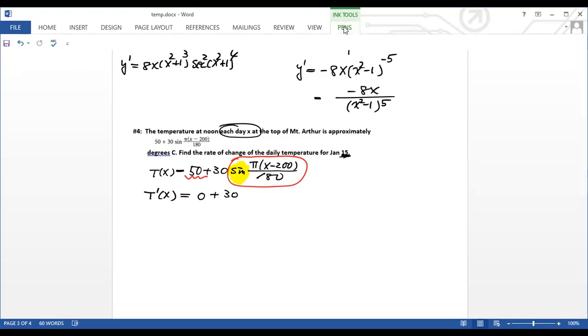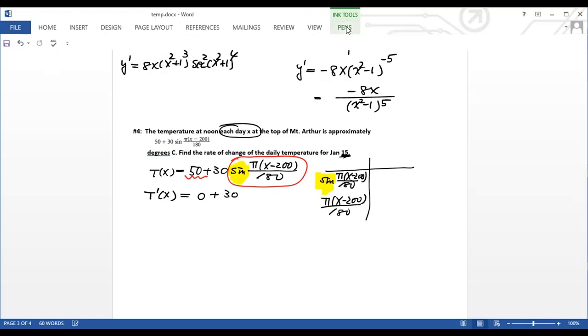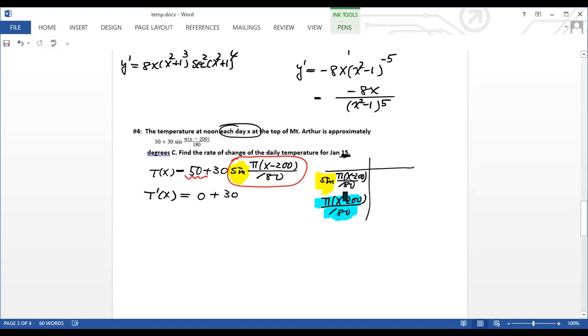So this is my first layer. Okay, so let's put it here. So this is the sine of pi times x minus 200 over 180. All right, so then the second layer is pi times x minus 200 over 180 here, right? Okay, so as we see, this is my first layer. So what is my second layer? This is my second layer, right? Okay, so now let's take the derivatives here.